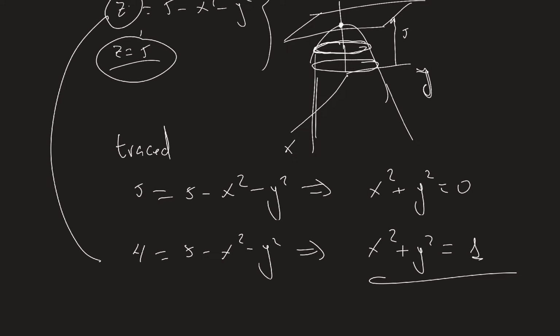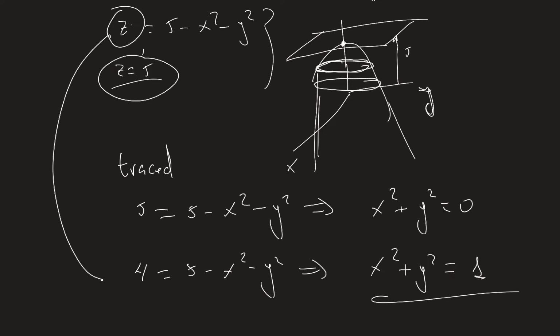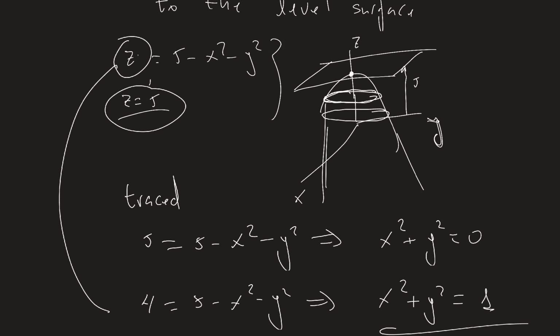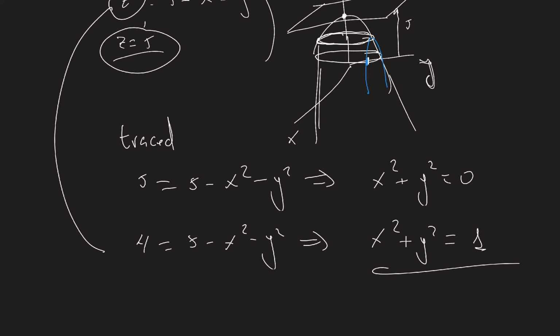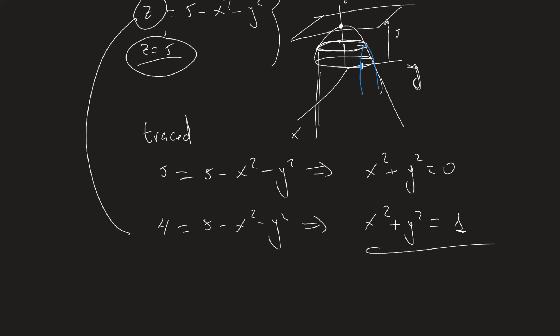You can make the trace, for example, parallel to the plane xz. For example, y equal 1. If you choose y equal 1 here and make the intersection, it will be an inverted parabola also. You can do it. Okay, so I'm going to talk about the level curve.